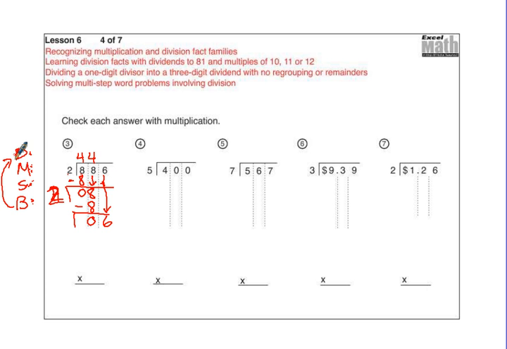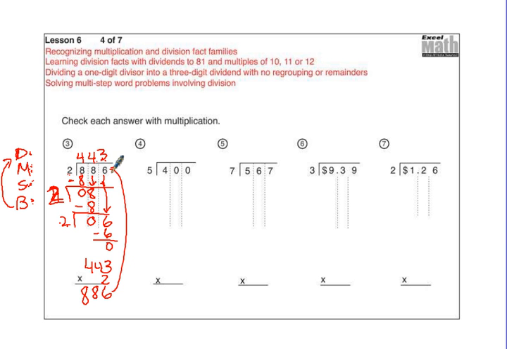Now I go back to the beginning. I'm going to divide again by 2. 6 divided by 2 is 3. 3 times 2 is 6. 6 minus 6 is 0. I don't bring down, so that means that I'm finished with the problem here. Now to check it, I'm going to do 443, my answer, times the divisor out there. So 3 times 2 is 6. 4 times 2 is 8. 4 times 2 is 8.